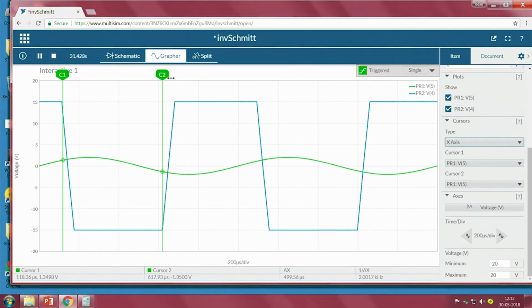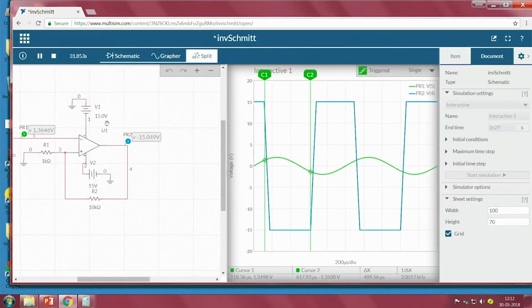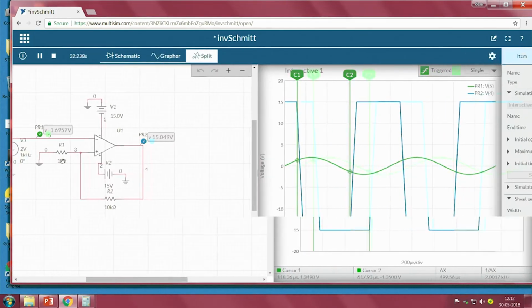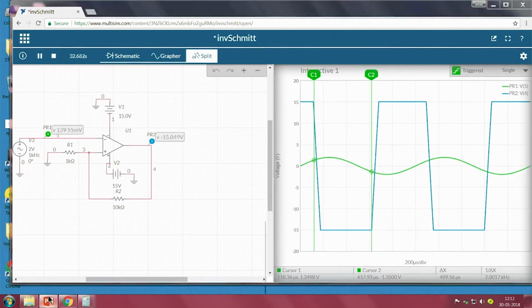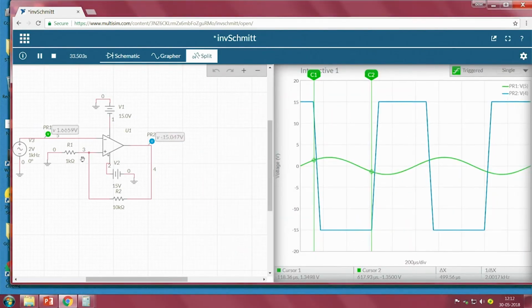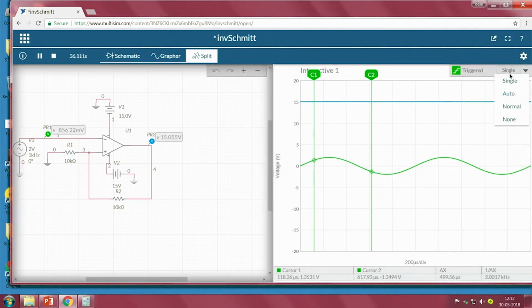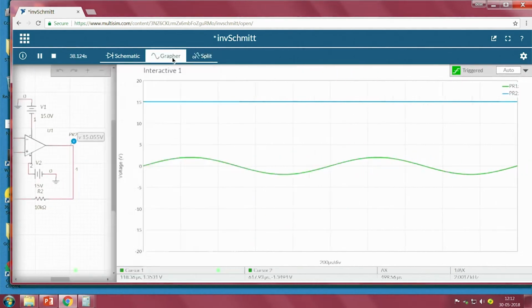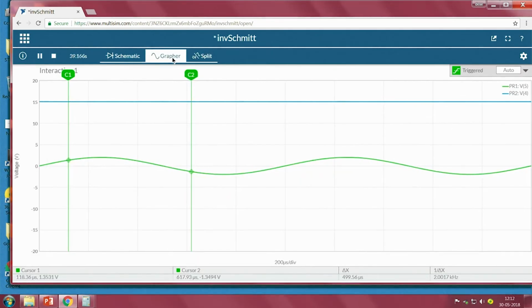Now, we will also see another set of resistance values, 10K and 10K. So, I will change the resistance value to 10K now. What is happening here? When we look into only the grapher, I can only see plus 15. I cannot see any change in the pulses. I cannot see any pulses.